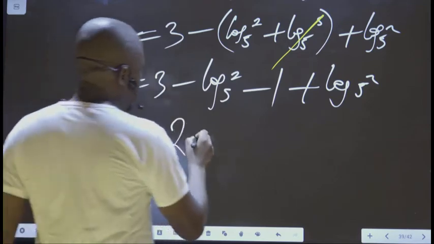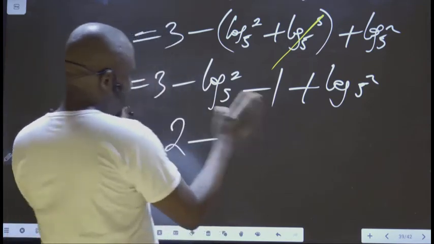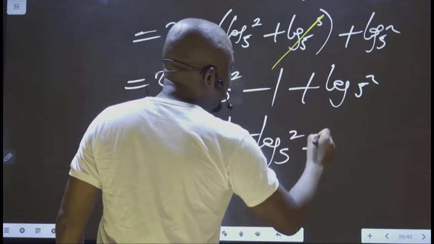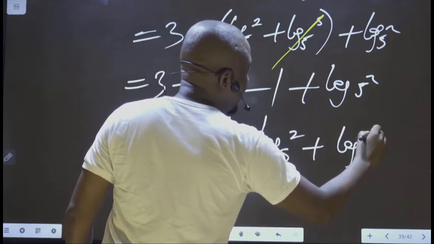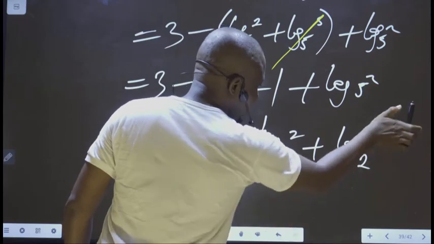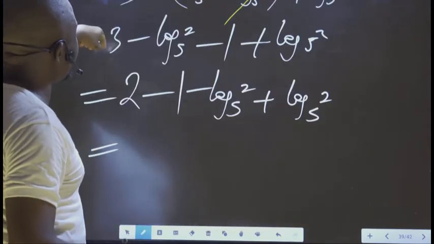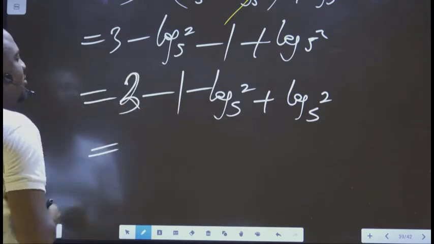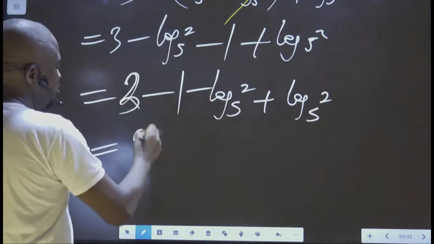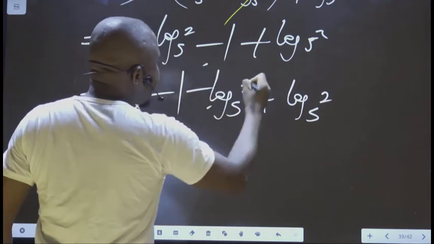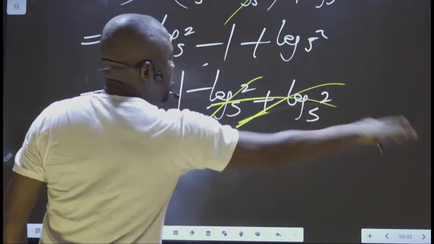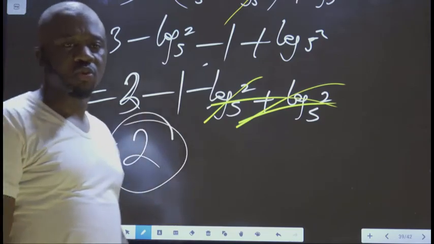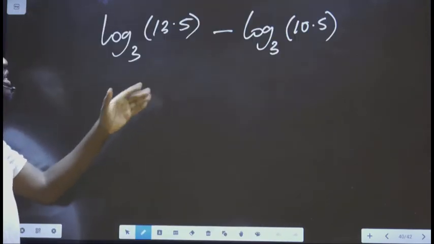Okay? Remaining what? Let's just rearrange it before I say anything. 5 raised to the power 2 plus log 5 raised to the power 2. Sorry, this is 3, because I just went ahead and subtracted. Let me put it back, 3. So this alone will give us 2. This and this will cancel themselves. So it means our answer now is what? 2. Okay? Now let's work on this.